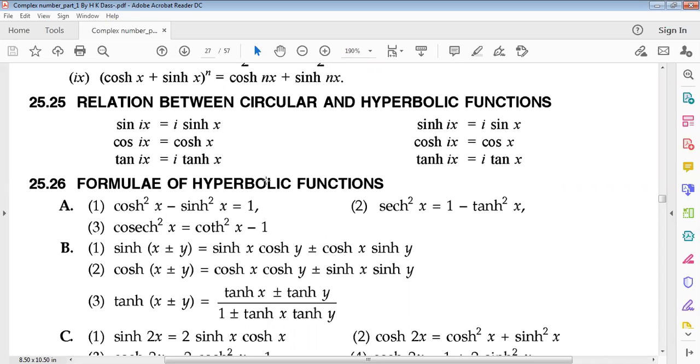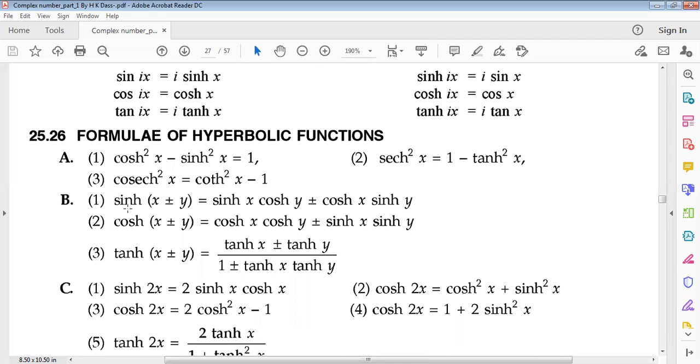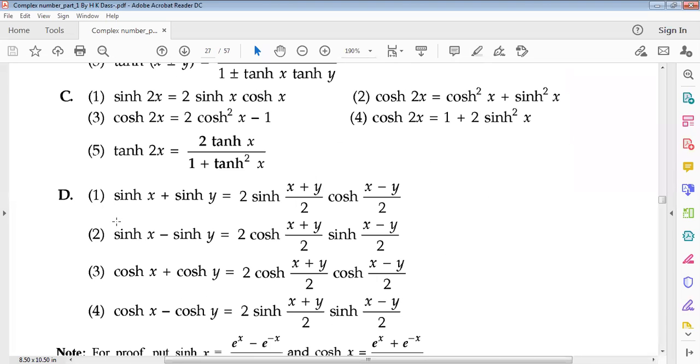Now another formula of hyperbolic functions. This is actually a relationship: cos hyperbolic square x minus sin hyperbolic square x equals 1. Relation between circular and hyperbolic functions: sin hyperbolic of x plus or minus y equals the formula sin a cos b plus cos a sin b. But in the hyperbolic function, all will be hyperbolic functions.